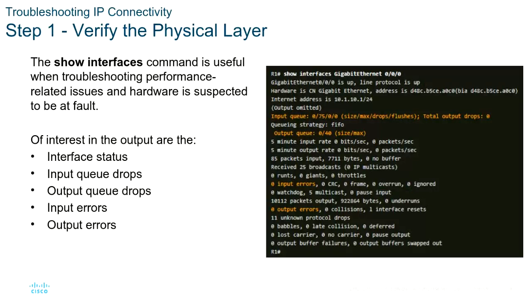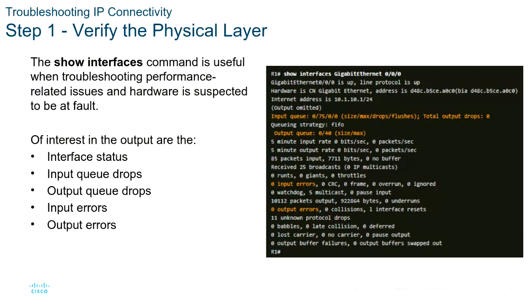So start with the physical layer, show interfaces, and this shows us, of course, the IP address, what's up and up. Okay, look at those orange entries, the 0 input errors, the 0 output errors. There was 1 interface reset, that's okay. There's 11 unknown protocol codes. I'm not concerned about that.